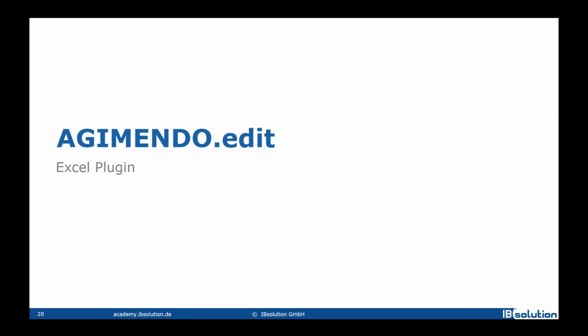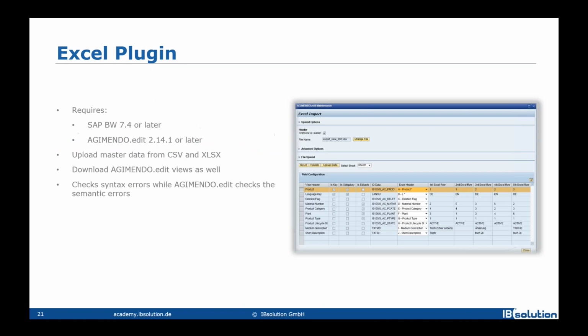So, last but not least, the new Excel plugin has arrived for Agimendo.edit in the last month or two. There is actually an error in this slide. It requires SAP BW 7.3 or later, and is working for Agimendo.edit 2.14.1 or later.